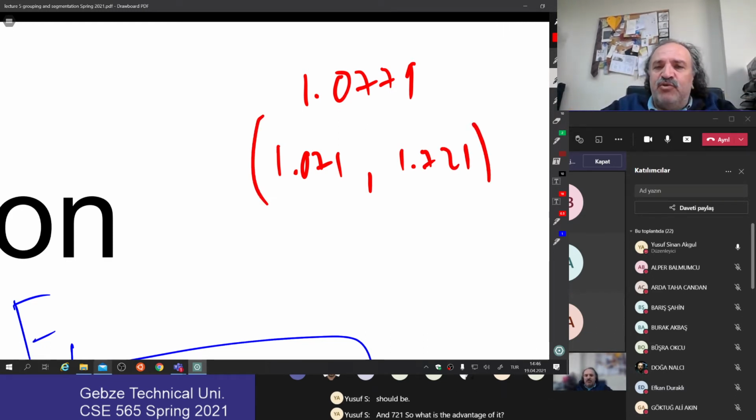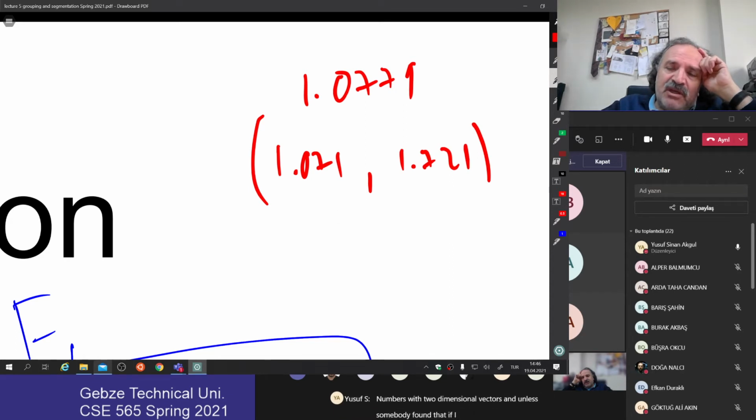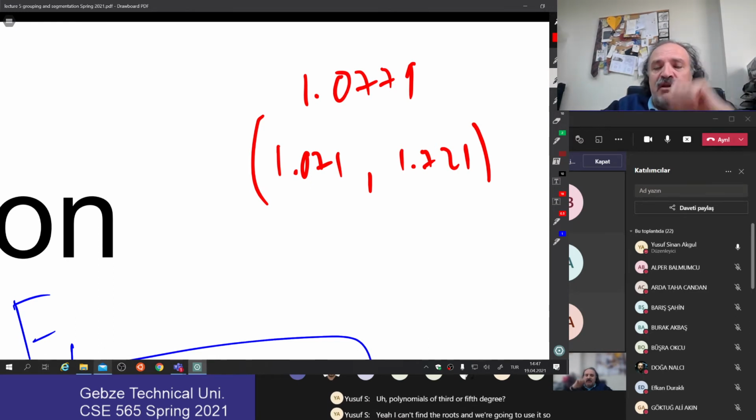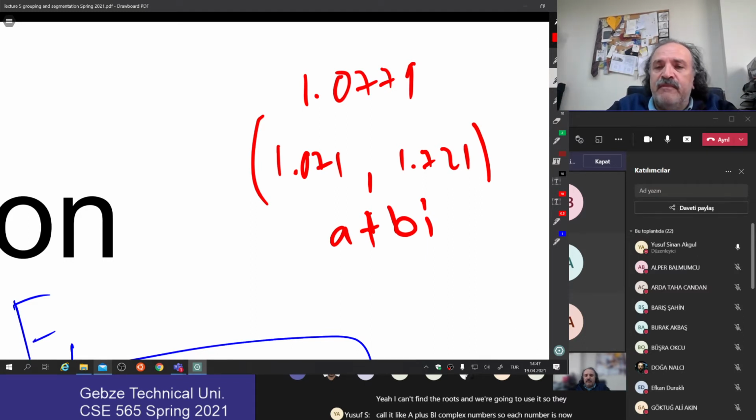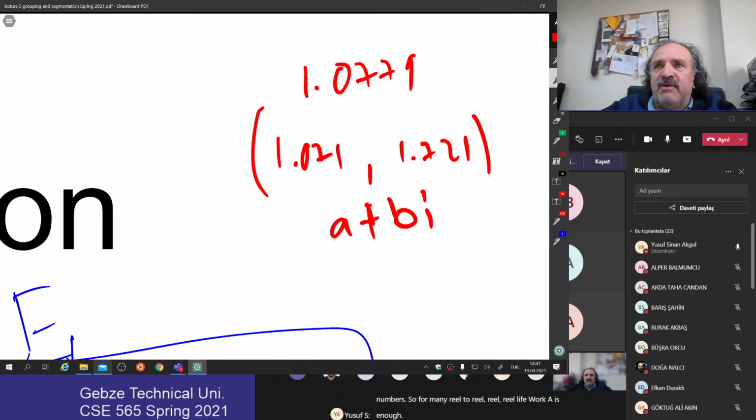People couldn't find the advantage of representing numbers with two-dimensional vectors, until somebody found that if I represent it with two numbers, I can solve polynomials of third or fifth degree. I can find their roots. So they call it a plus bi, complex numbers. Each number is now represented by these two values, a and b, two-dimensional numbers. For many real life work, a is enough. Just one number is enough.